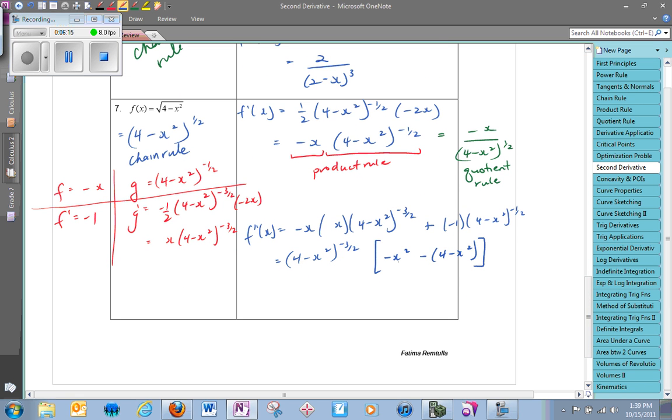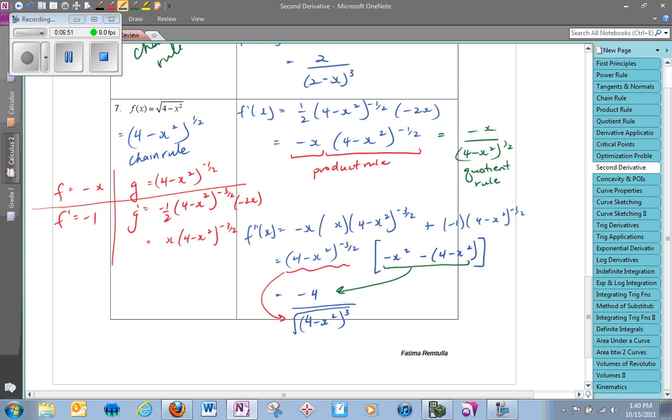I'm going to collect like terms, so minus x squared minus minus x squared is plus x squared, so that goes away. I'm only left with negative 4 here in this bracket, so all of this here becomes negative 4 on the top. And I'm going to move everything from here to the denominator. So that becomes 4 minus x squared cubed square rooted. And you're done. So like I said, today's note isn't very long, but if you can take the first derivative, you can take the second derivative.